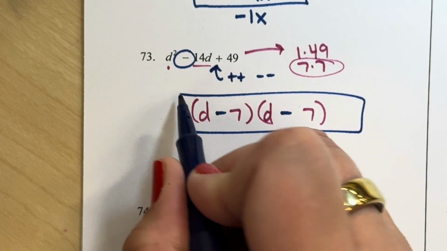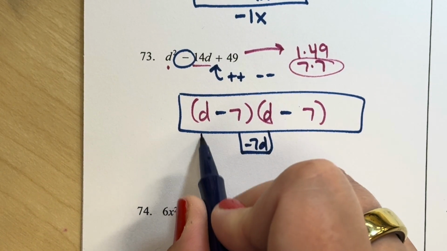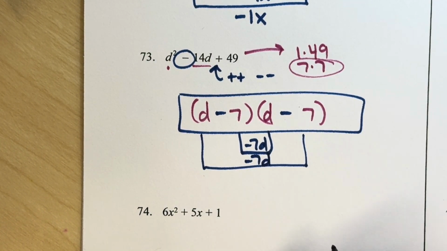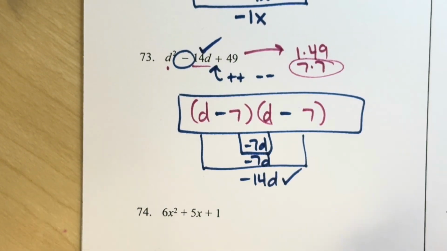This is my answer, but I check my work. The inside, negative 7 times d is negative 7d. The outside, d times negative 7 is negative 7d, and when I add those together, they make negative 14, which is my middle term.